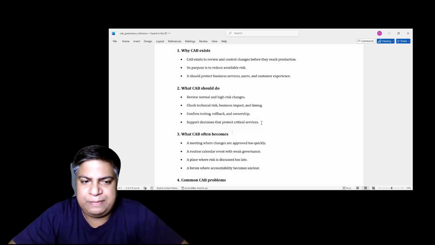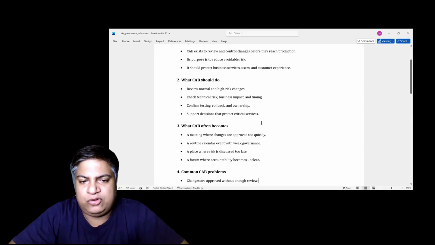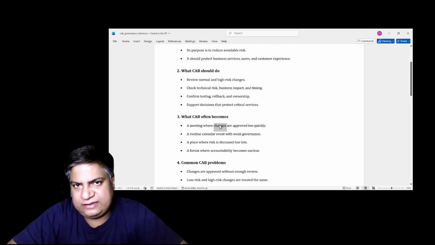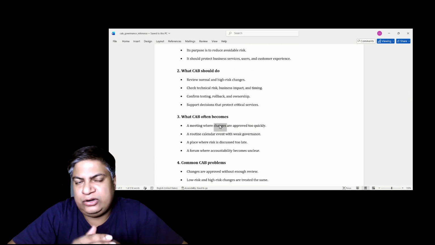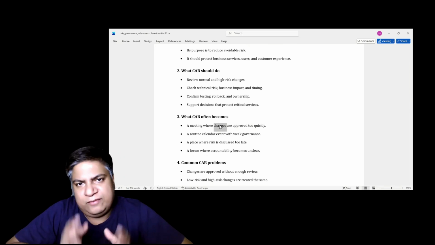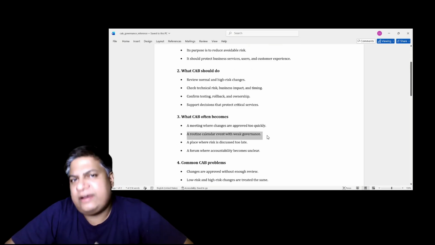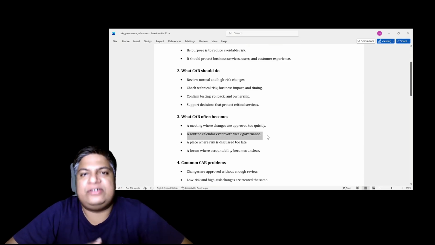But what is actually happening in the CAB meeting? Most of the time, you see these meetings are just approval meetings. People sit together, they are not doing complete analysis, and they are just discussing, okay, we are fine, just approve it. It is a kind of routine calendar event with weak governance. Why weak governance? Because we are not asking questions.